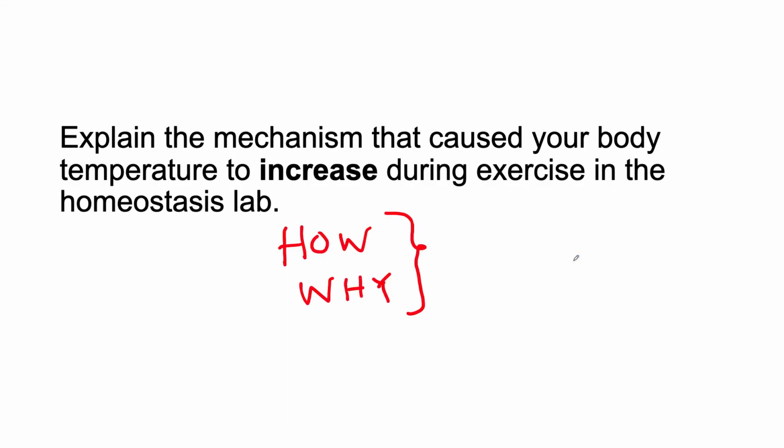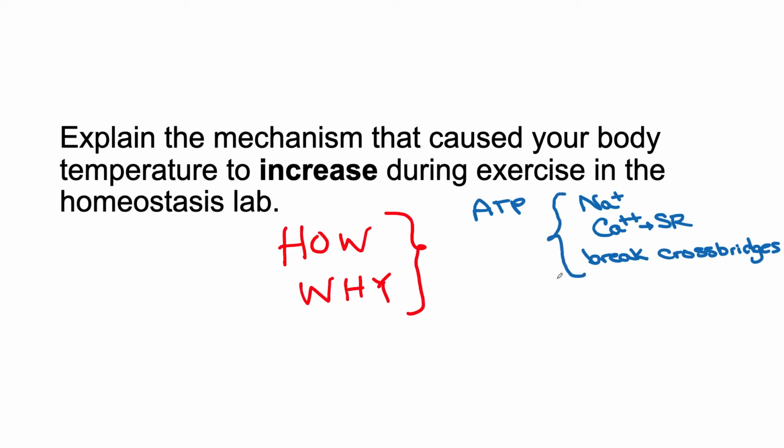So in this question, explain the mechanism that caused your body temperature to increase during exercise. I was looking for you to say, during exercise, the muscles need ATP. They need ATP to do a couple of things. Run the sodium pumps, so pump sodium back outside the cell. Pump calcium back inside the sarcoplasmic reticulum. And break the cross bridges between actin and myosin.